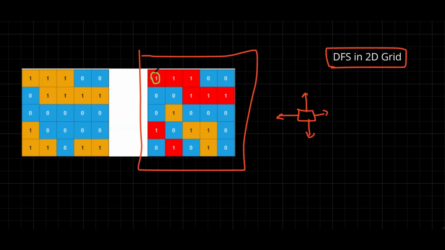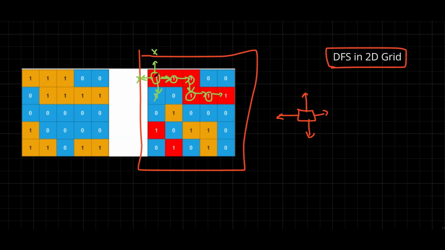Suppose for this one, we can go either up, left, down or right. But here, up, left and down are invalid moves because up and left are out of bound and down has water. So we can go to the right. Similarly, from this one, we can go to the right. From this one, we can go down. From this one, we can go to the right. And from this one, we can go to the right.